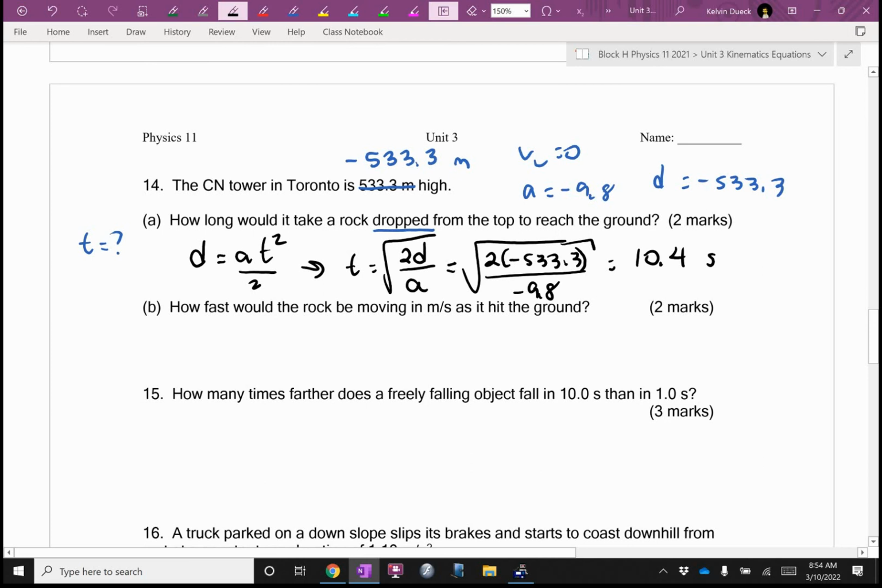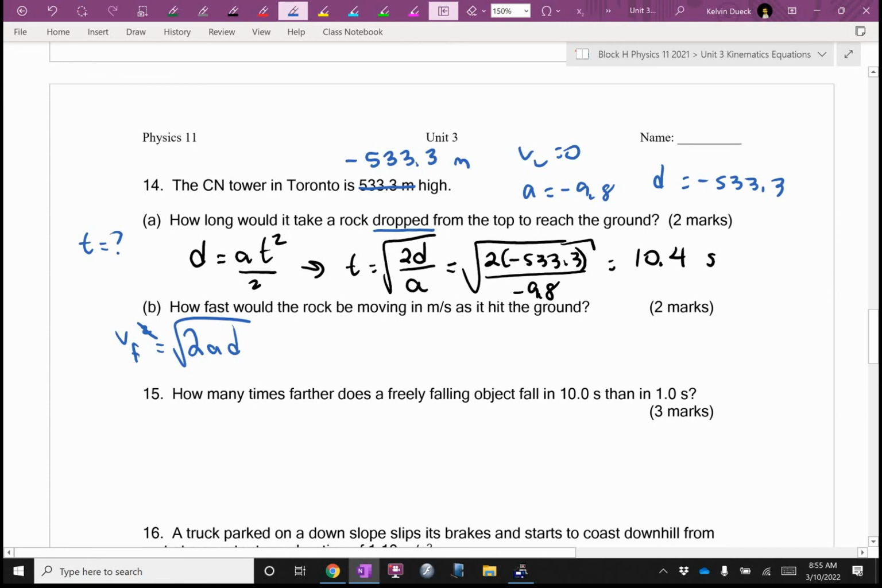10.4 seconds. How fast would the rock be moving? I could use my answer from A and go like that. And if you did that, I'd give you full credit as long as you got it right. But just in case I got B wrong, I would probably use VF squared equals VI. Actually, VI is 0. I would probably use VF squared equals 2AD, square root.